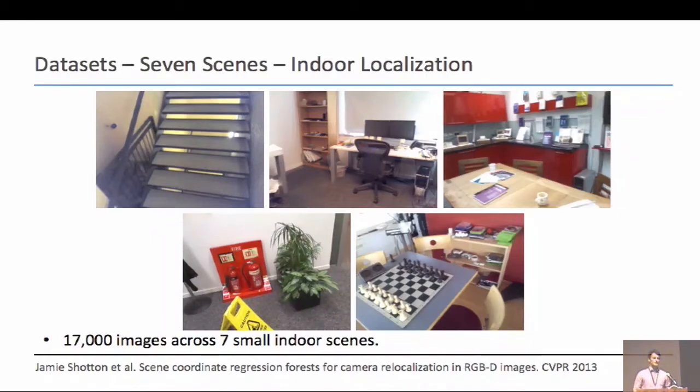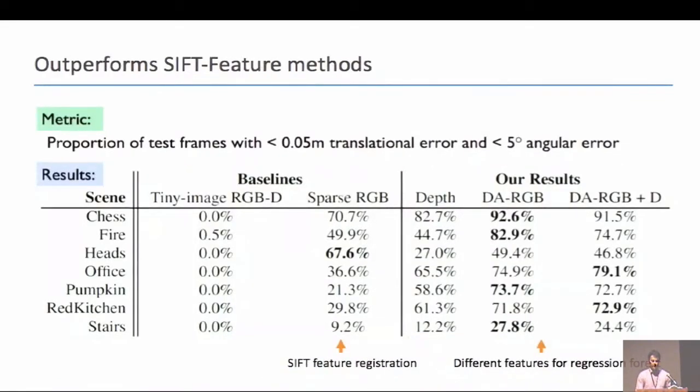And these scenes ranged from about 3 by 3 meters of spatial area within office spaces, kitchens, stairwells, these kinds of scenes. What they could show is that this was able to outperform SIFT-based approaches where you take keypoints and try and register them to a 3D model. So this is showing that in these small constrained environments, learning these first 2 stages in the localization pipeline and learning the registration can outperform these traditional methods, which is a really exciting result.